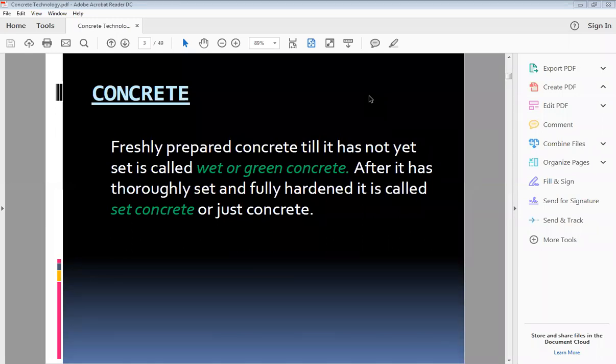Is it okay for you? Anything which is not clear about wet or green concrete or set concrete, then you can ask, otherwise we will go further.